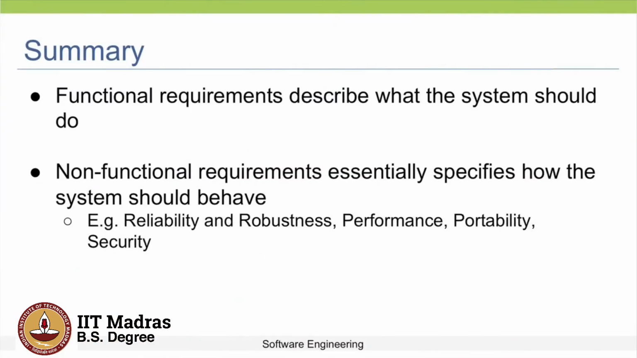To summarize, in this video we looked at functional and non-functional requirements. We saw that functional requirements describe what the system should do, whereas non-functional requirements like reliability and robustness essentially specify how the system should behave. In addition to reliability and robustness, there are other non-functional requirements as well, such as performance, portability, security, interoperability, etc. We won't look into those in detail now, but it is important to consider the functional as well as non-functional requirements when we start building a software system.